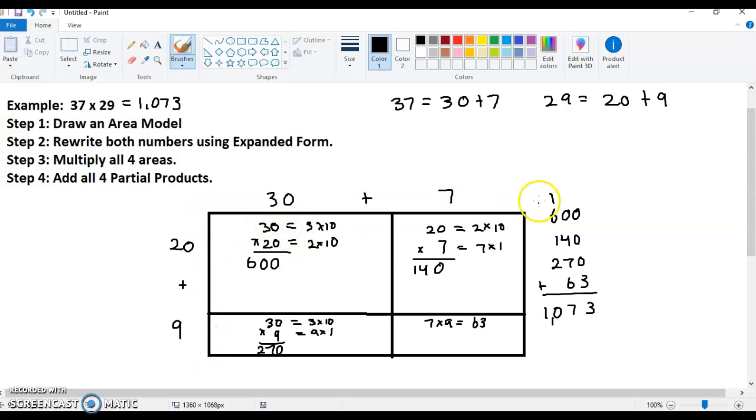Again, you just draw the rectangle, split your numbers into expanded form, and then just do the four multiplications. I did 30 times 20. We did 7 times 20. We did 30 times 9. And then we did 7 times 9. And just add those together.